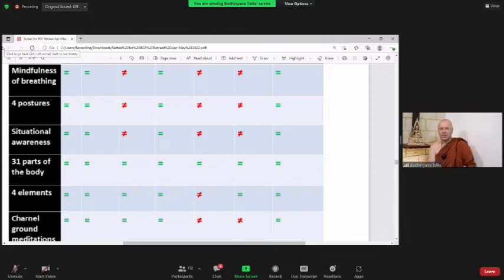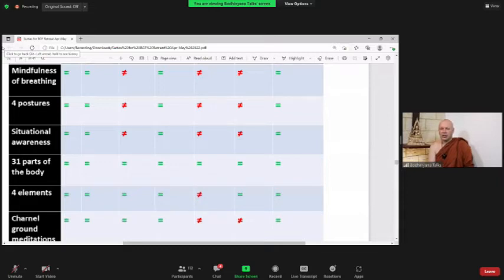Then we come to the charnel ground meditations. In this case there are two sources that don't have it: the Vibhanga and the Dharmaskanda, two different Abhidhamma texts, one belonging to Theravada, the other belonging to Sarvastivada. All the others have the charnel ground meditations. So this is the third most likely to be original, because it is found in more texts.